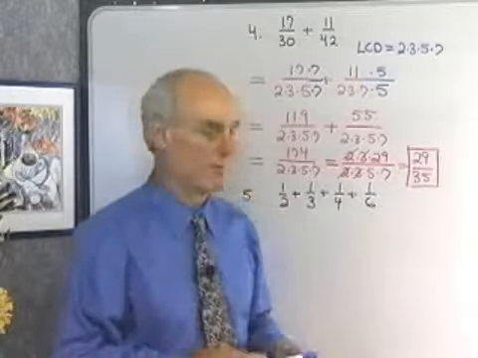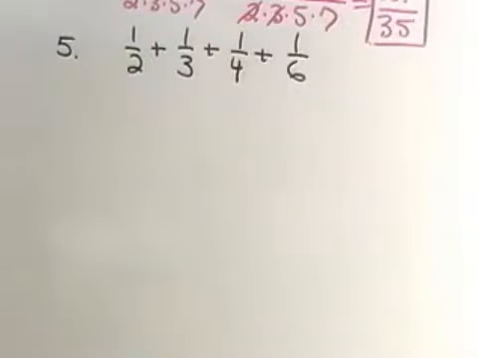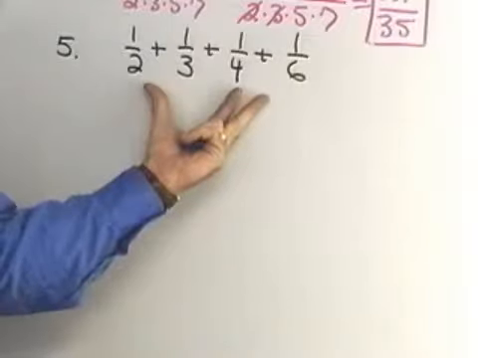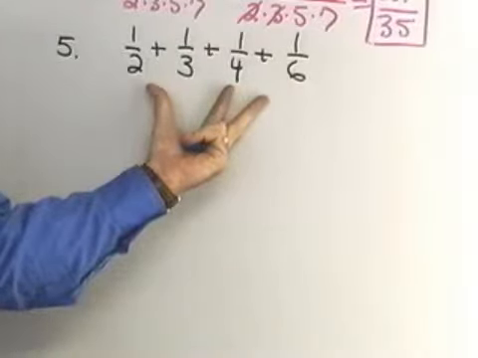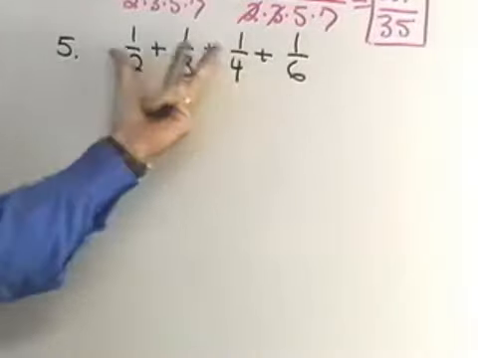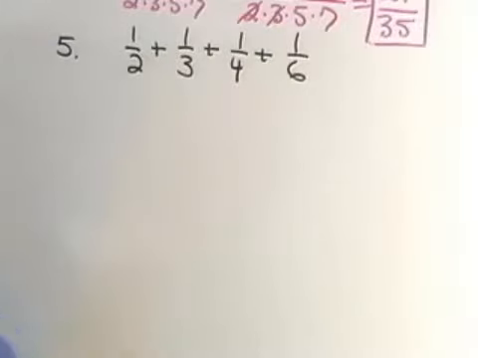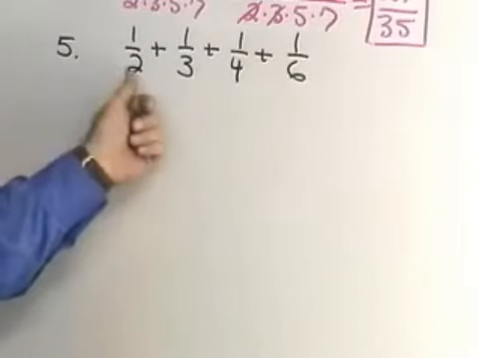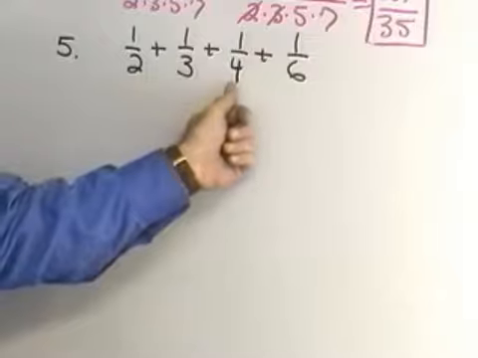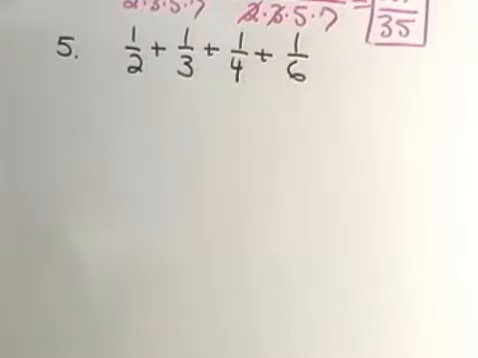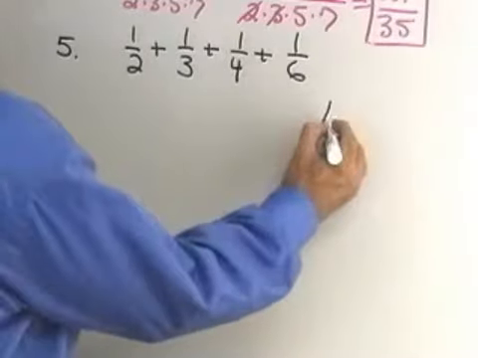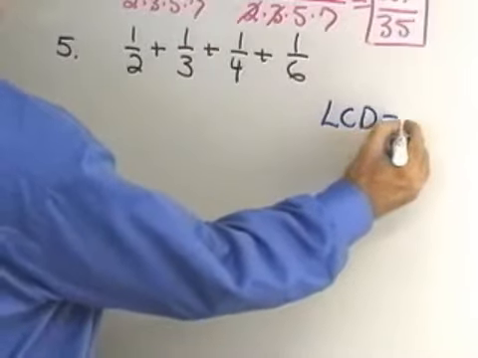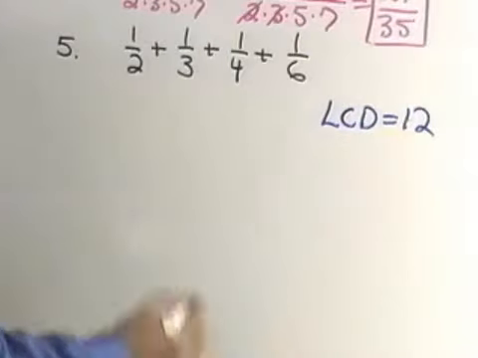Let's try one more problem. I want to add these four fractions. Now I can build this least common denominator up by factoring these, or I can just simply look at these numbers and ask myself, what is the smallest number that's divisible by 2, by 3, by 4, and by 6? I think if you look at that for a minute, you'll see that the least common denominator, in this case, must be the number 12.